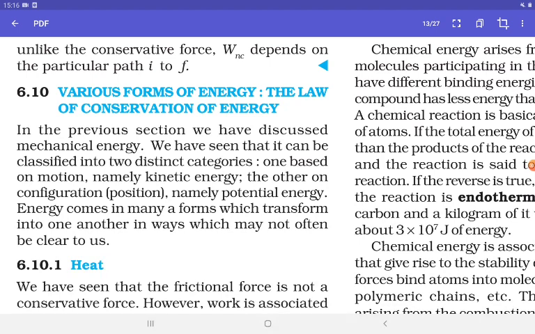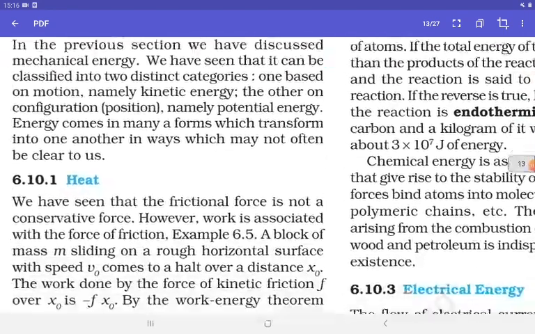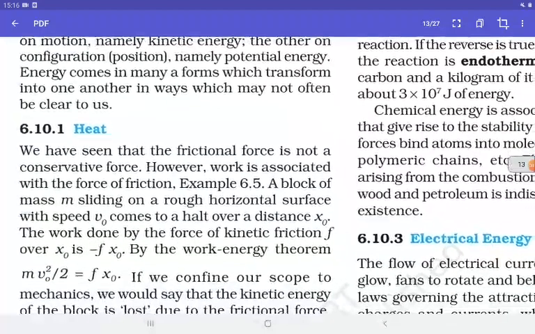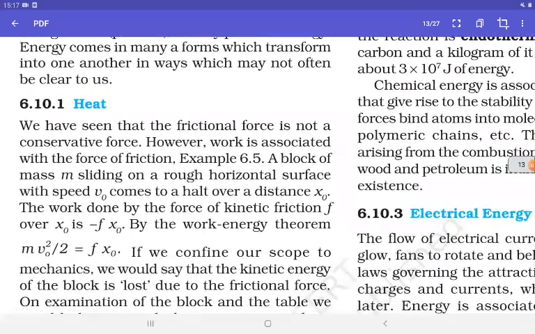Energy comes in many forms which transform into one another in ways which may not often be clear to us. Heat. We have seen that the frictional force is not a conservative force. However, work is associated with the force of friction. Example 6.5. A block of mass m sliding on a rough horizontal surface with speed v0 comes to a halt over a distance x0.